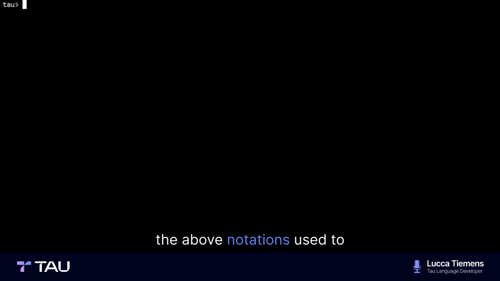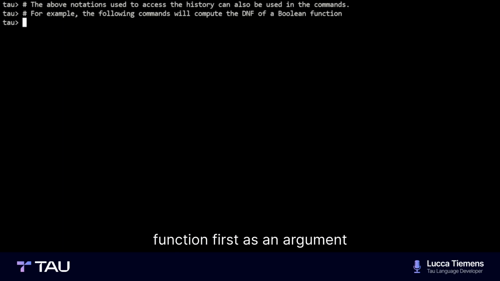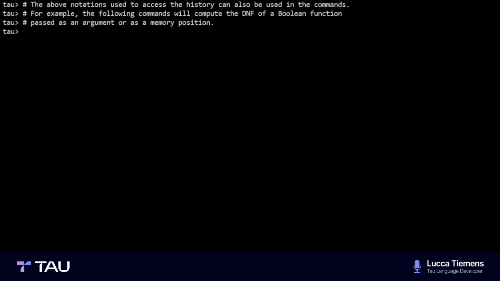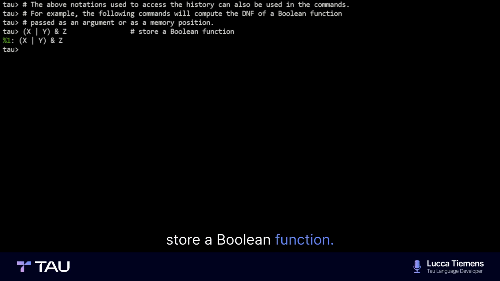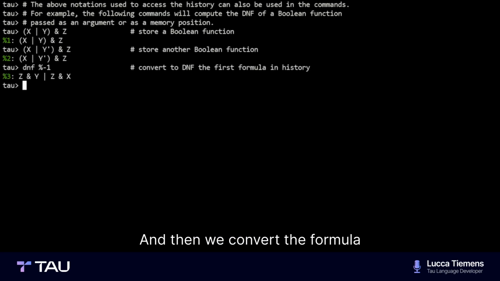The above notations used to access the history can also be used in the commands. For example, the following commands will compute the DNF of a Boolean function parsed as an argument or as a memory position. The first example shows how to store a Boolean function, then we store another Boolean function, and then we convert the formula stored at the relative position 1 to DNF.